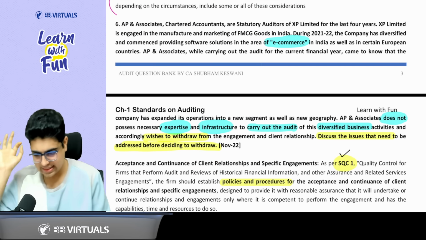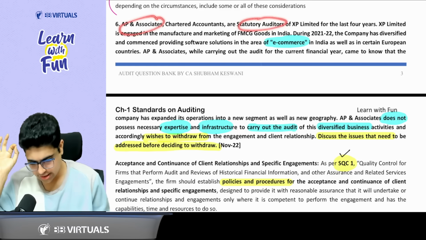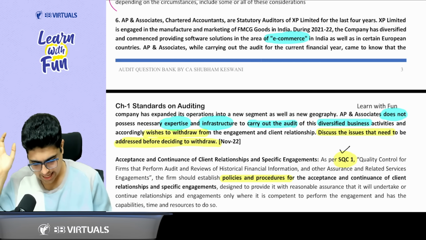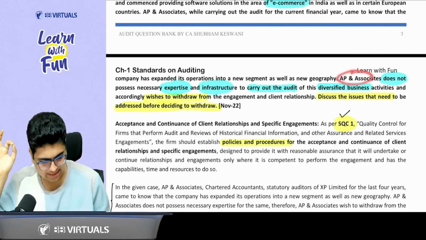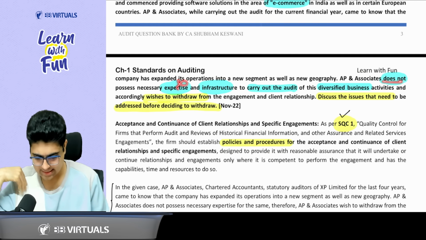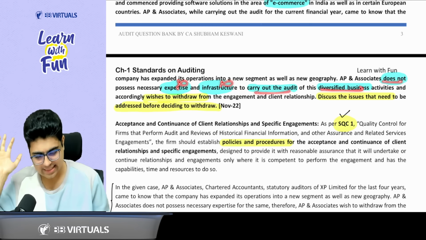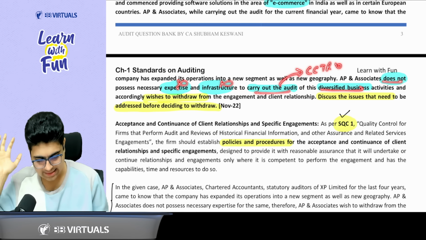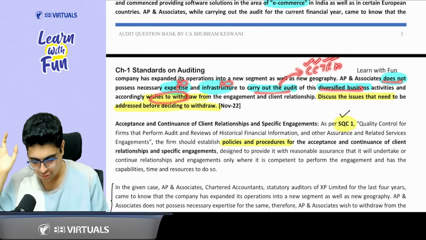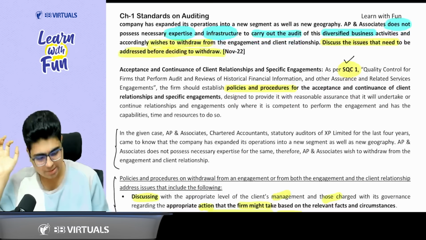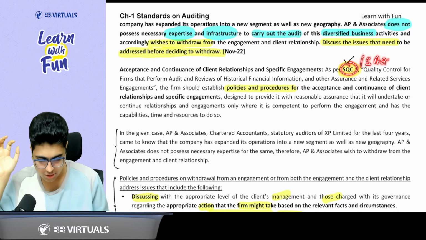Sir, question number 6 says AP and Associates are the statutory auditor. They are auditing XP Limited. XP Limited has started the business of e-commerce and AP and Associates realize that they don't have the expertise and infrastructure to do the audit of this diversified business. Can I say they are not having CCTR? Yes, sir. They are not having the competence, capability, time and resources. And they wish to withdraw. Discuss the issues that need to be addressed before withdrawing. So you just need to write that as per SQC-1. If you want, you can add SA 220 also, no problem.